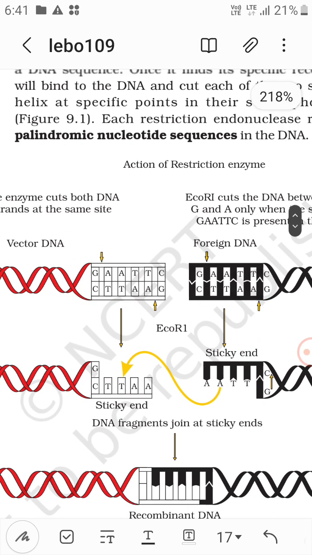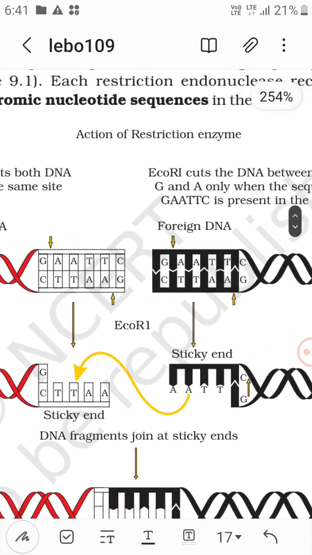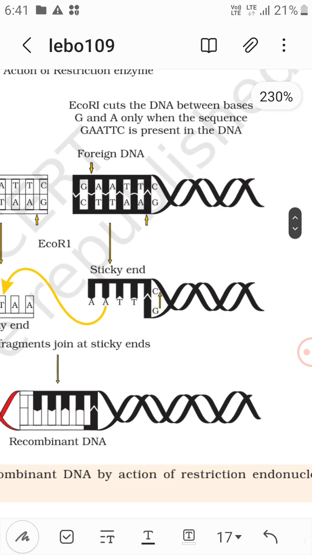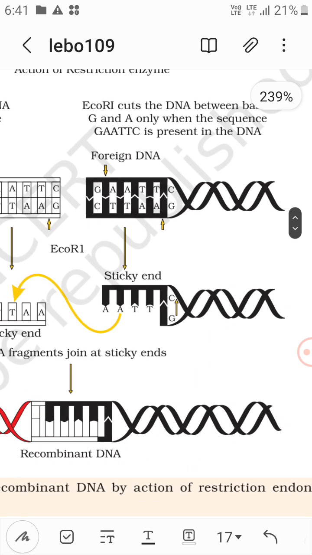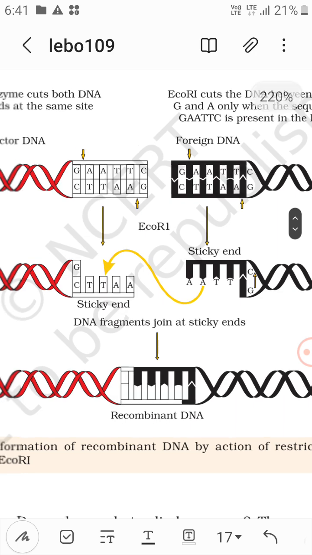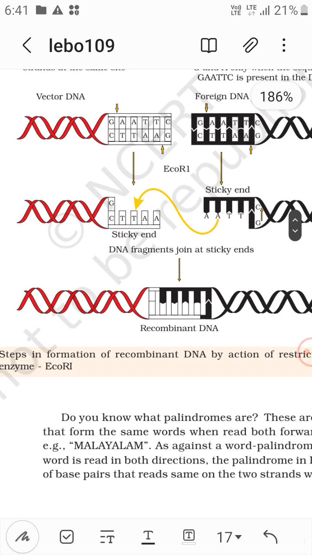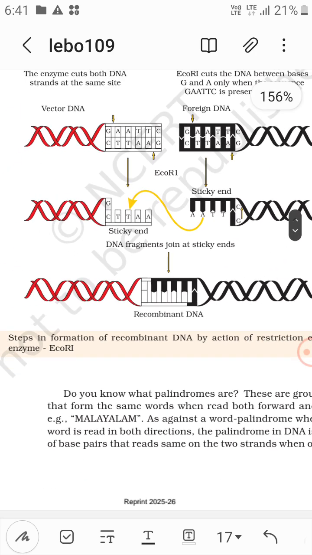Now EcoRI cuts between G and A on each strand. EcoRI cuts the DNA between these bases only when the sequence GAATTC is present in the DNA. You can see GAATTC on both the strands in the opposite orientation, so they produce the sticky ends. Now the DNA fragments join through the sticky ends, and you can see the formation of recombinant DNA.